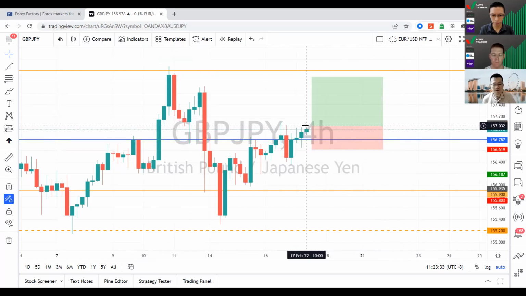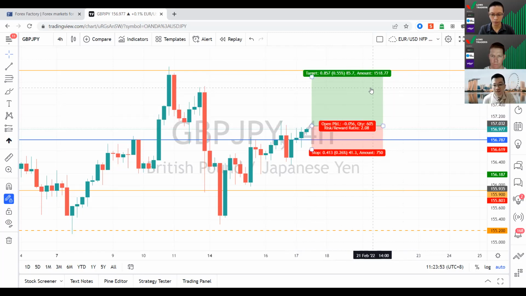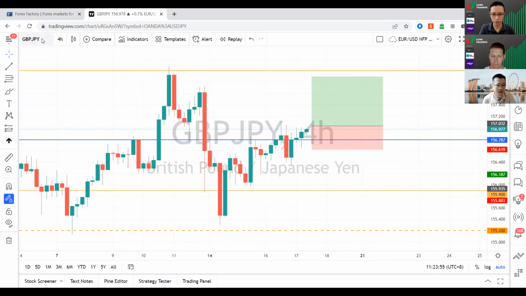If it does break above, again, with the pound dollar possibly pushing higher, we saw some good news from the pound dollar yesterday. If it does push higher, we could see the pound yen being dragged up because of the pound dollar, and also possibly some downside to the yen, but not big moves. So I think that we could see it test 158.